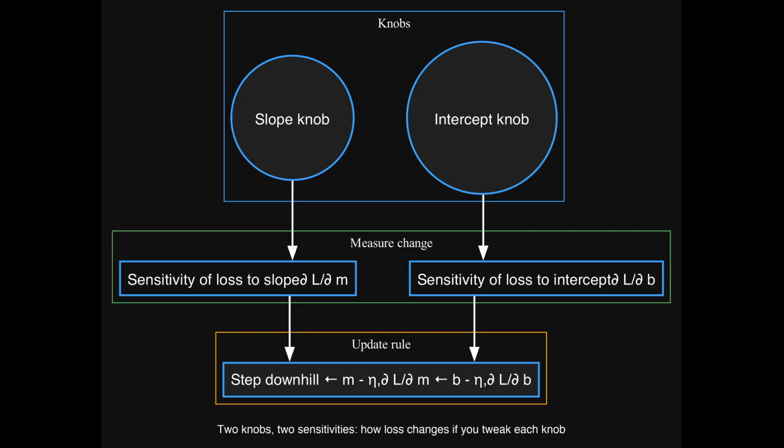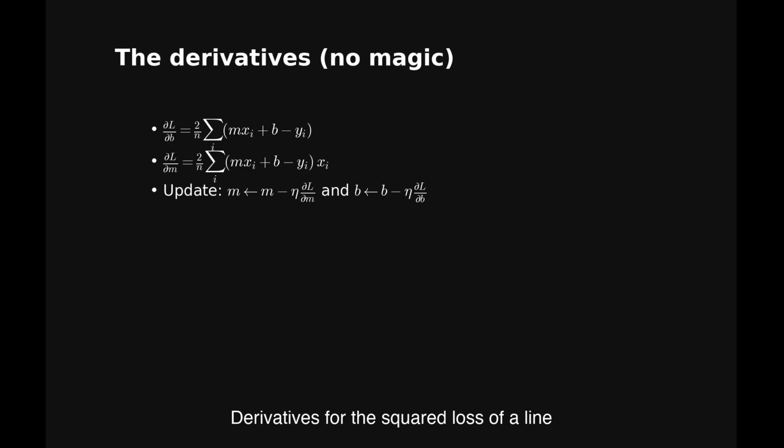Here is the simplest possible idea for downhill. If increasing the slope makes the loss larger, then decrease the slope. If increasing the intercept makes the loss larger, then decrease the intercept. So we need two numbers, how sensitive the loss is to slope and how sensitive it is to intercept. Those are partial derivatives. For mean squared error with a line, we can compute the derivatives exactly.